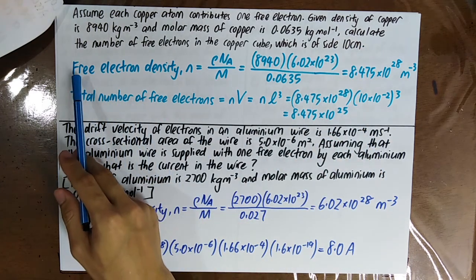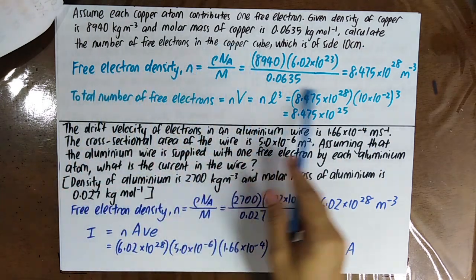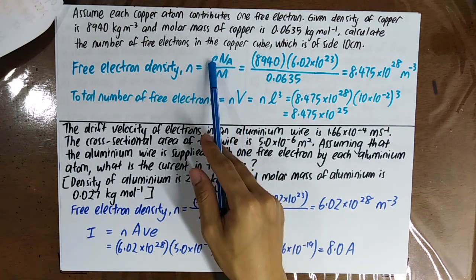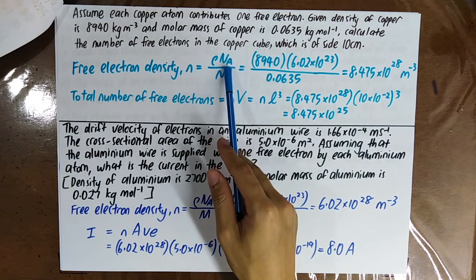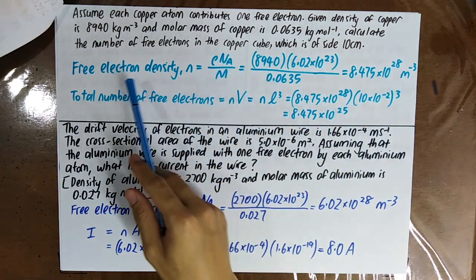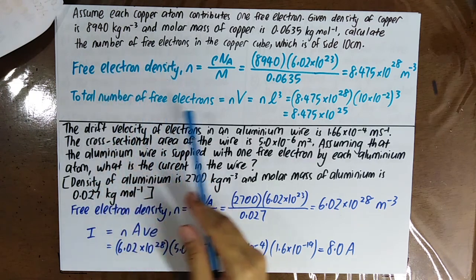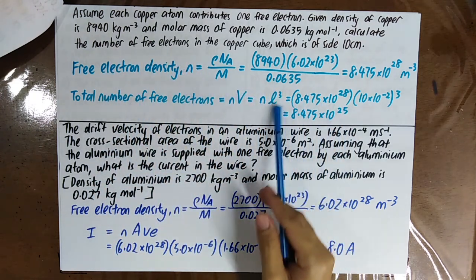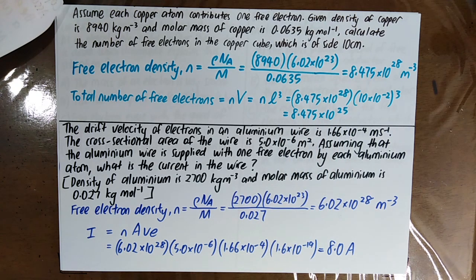Free electron density is N equals rho Na over m. Rho is the density, Na is the Avogadro's number, and m is the molar mass. Then after finding the free electron density, you multiply it with the volume. Then you can find the total number of free electrons.